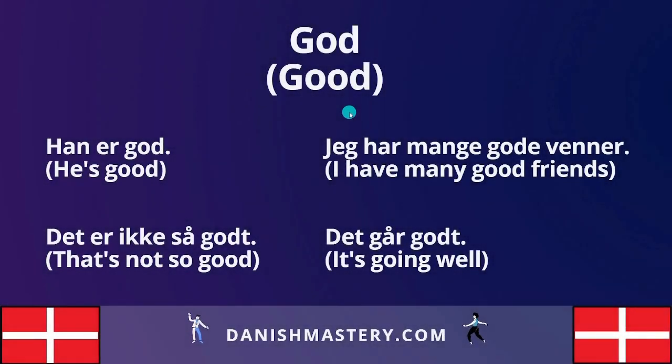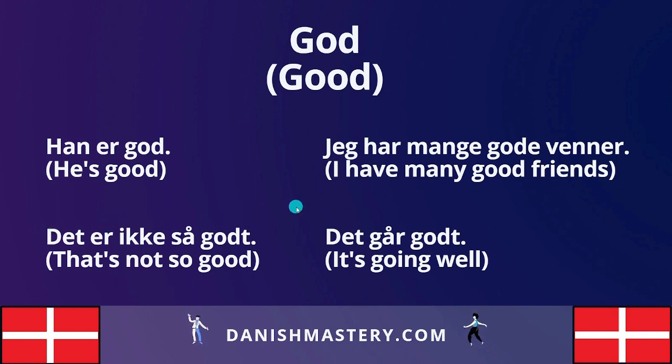So the first adjective is god, if you want to say it very slowly. God, god. Some examples. Now the first one is like the regular, right? Så han er god. Han er god. He's good. Han er god.